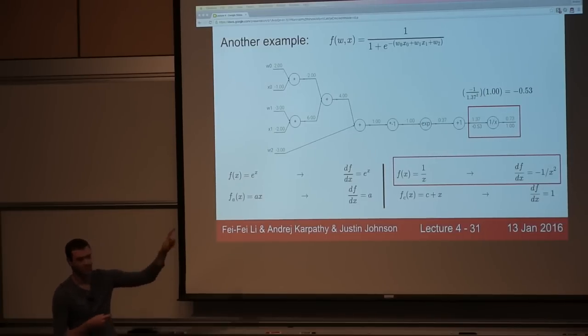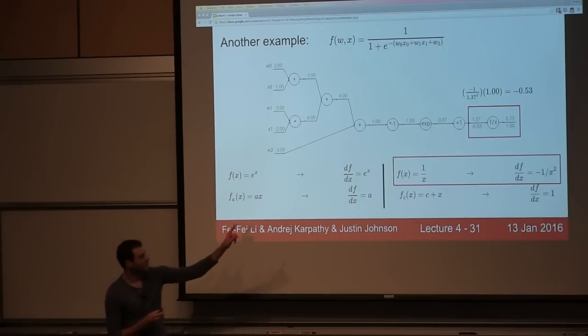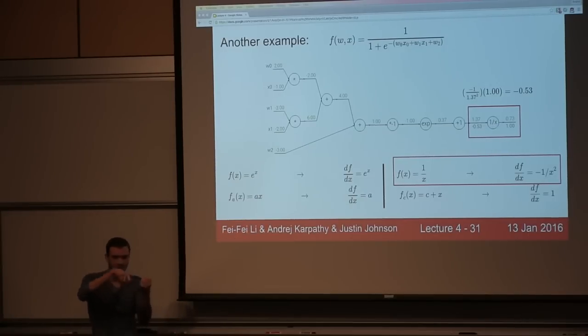So it has a negative effect on the output, and you might expect that, right? Because if you were to increase this value, and it goes through a gate of 1 over x, then if you increase this, 1 over x gets smaller. That's why you're seeing a negative gradient.